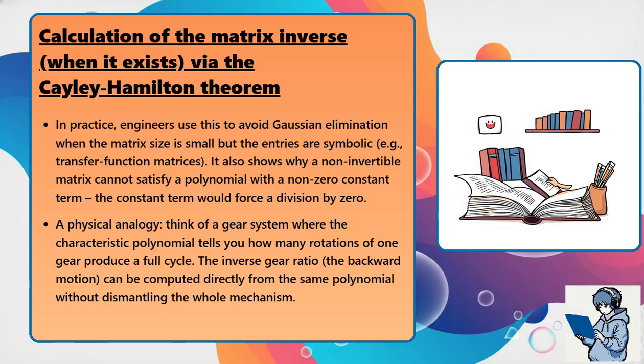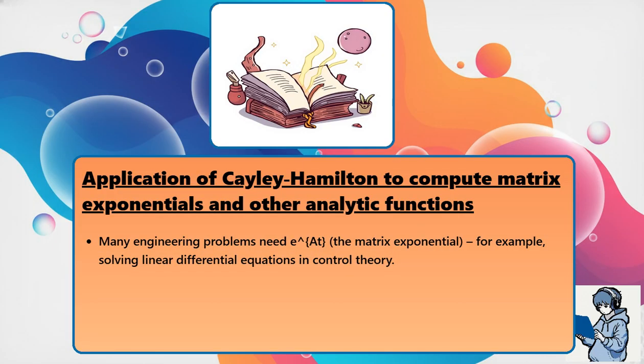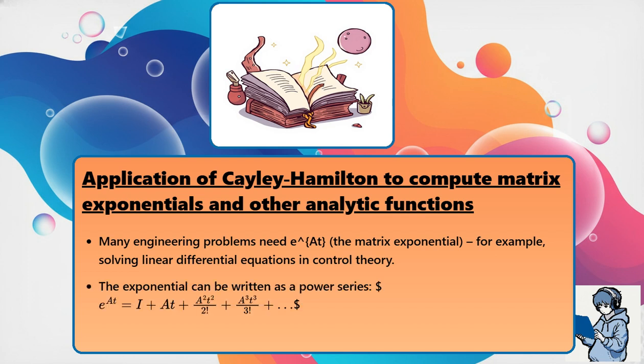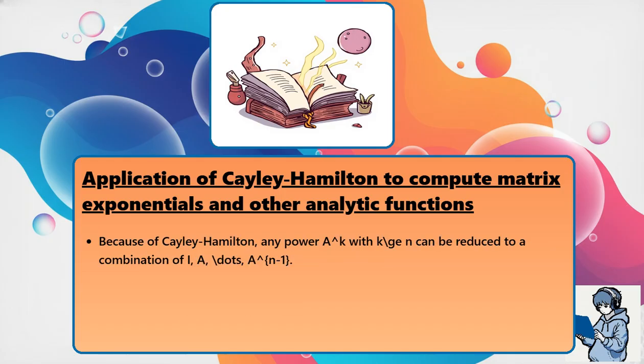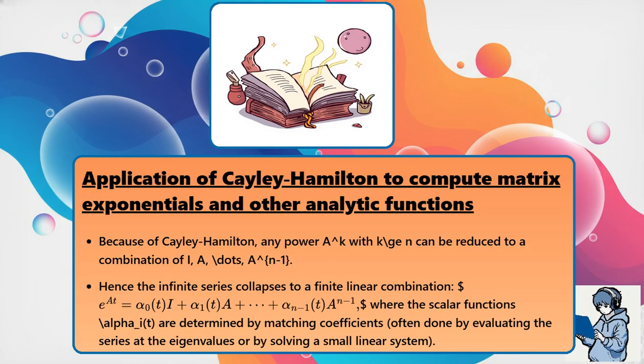Many engineering problems need e^{At}, the matrix exponential, for example solving linear differential equations in control theory. The exponential can be written as a power series: e^{At} = I + At + A²t²/2! + A³t³/3! and so on. Because of Cayley-Hamilton, any power A^k with k greater than or equal to n can be reduced to a combination of I through A^{n−1}. Hence the infinite series collapses to a finite linear combination.